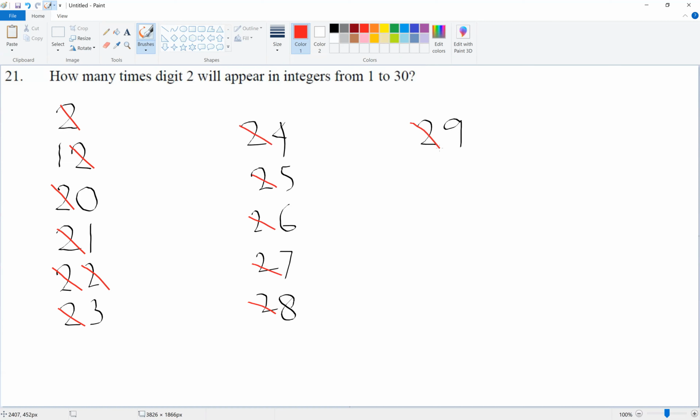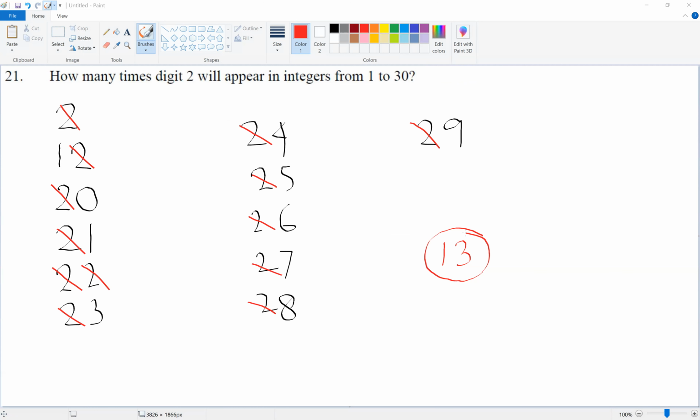Well, I see 13. Yeah, I got 13. I don't know how you got 12. I think you counted 2, 12, and 22. Oh, okay. Yeah, that's what I did. I only counted 1, 2, and 22. Yep. That's the most common mistake.